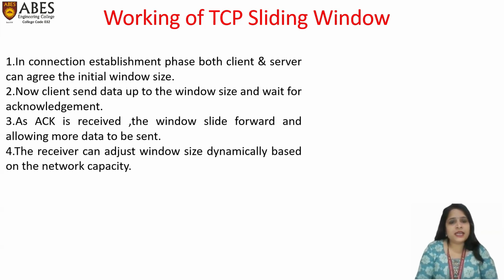After the connection establishment phase, in the data transfer phase, the client sends data up to the window size and waits for its acknowledgement. In that case, what happens? Now the client can send 5 segments one by one to the receiver, and after that wait for its acknowledgement, because the client window size is 5. Now the client will stop sending data. In the next step, as the acknowledgement is received, the window slides forward, allowing more data to be sent.